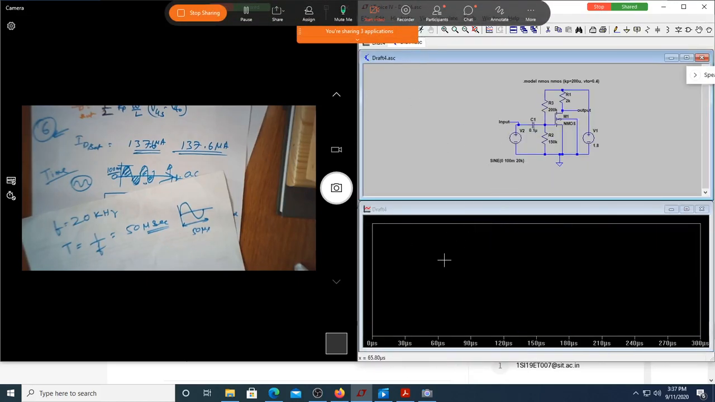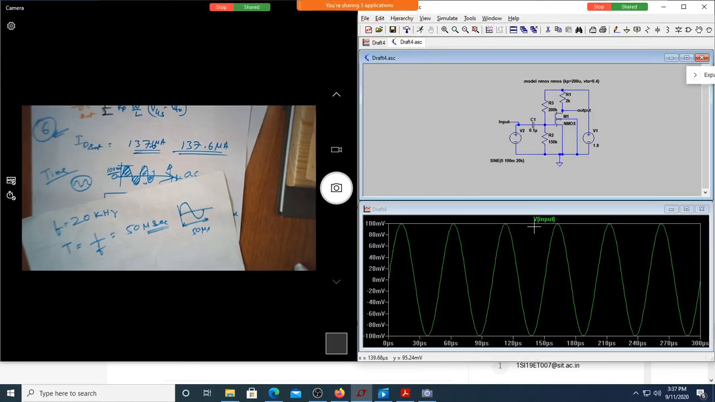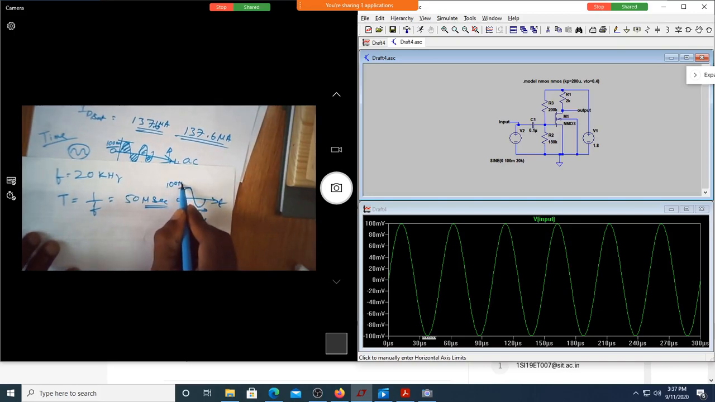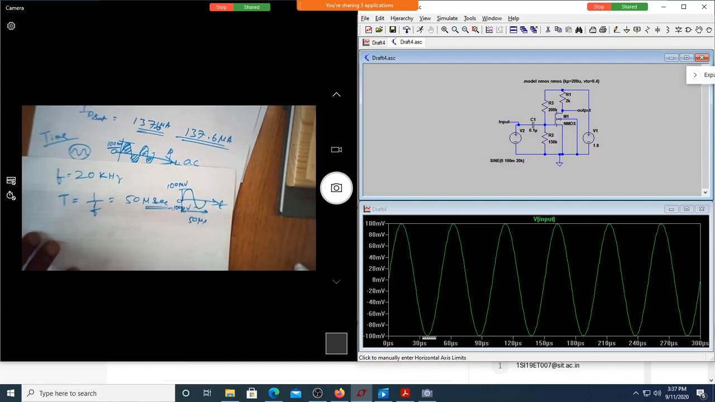Can you see now, this is the input? Can you see it is starting from 0, going up to 100 millivolt, then coming back to 0 and going down to minus 100 millivolt? Exactly. So this starts from 0 with respect to time, up to 100 millivolt, and this is minus 100 millivolt. This is a perfect sine wave.